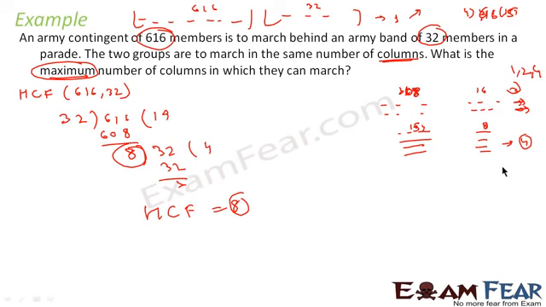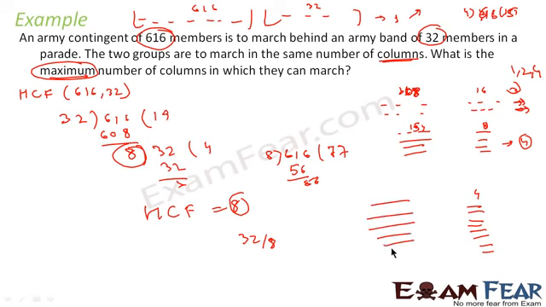So we can very well say that we can ask this army to stand in columns of 8. Right? If you ask them to stand in 8 columns, this army gets 32 divided by 8, which is 4. So 4 people will be standing in each column. This will be 1, 2, 3, 4, 5, 6, 7, 8. And in this case, if you divide 616 by 8, what you get is 77. So you'll get 77 each. 1, 2, 3, 4, 5, 6, 7, 8. So 77 people will be marching in each column. So you get a maximum of 8 columns, maximum possible, because 8 is the maximum common factor between 616 and 32. So the question was asking us to find the HCF, and we found that.